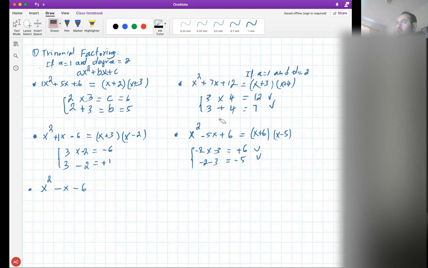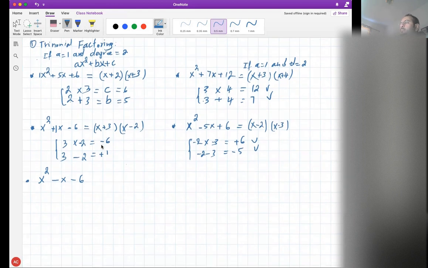So let me correct this. Again, two numbers that multiply to +6 and add up to -5 are -2 and -3. Okay, so those are the numbers we're looking for. Do the same thing. So what numbers multiply to -6 and add up to, what is b here, by the way? What is b?